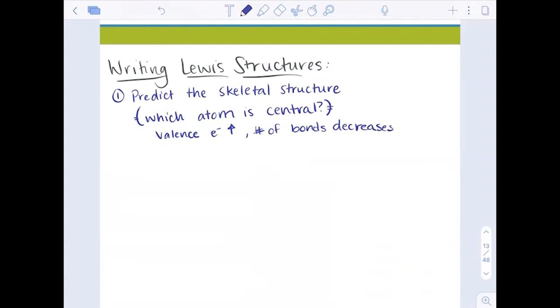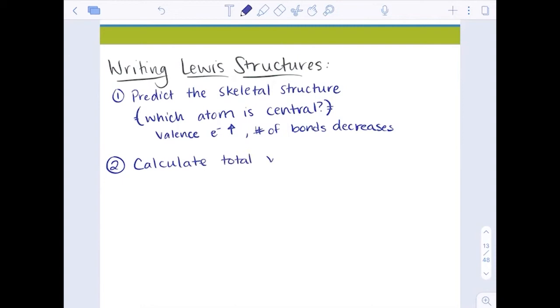So we would never really want to put fluorine in the middle when we could put oxygen in the middle. The second rule: once we start predicting who's in the center and getting some sort of idea about the structure based off of what we know in bonding, we need to calculate the total number of valence electrons.